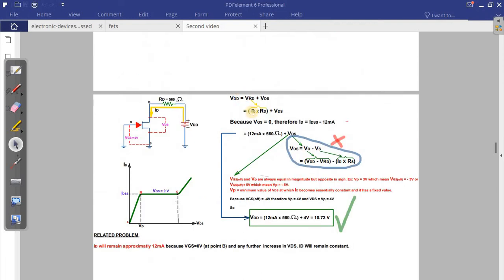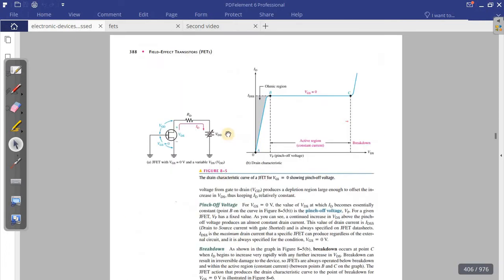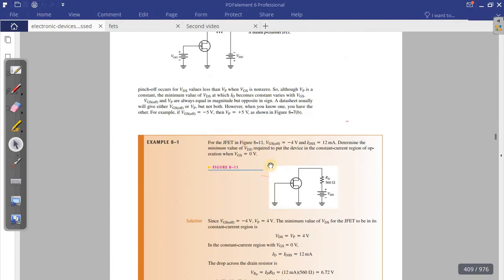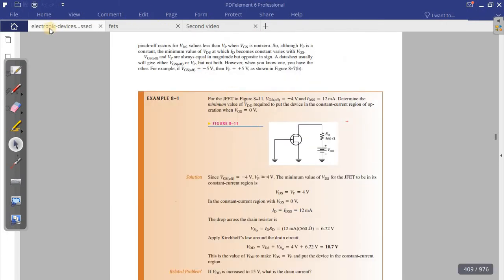Now this example, check this voltage. This question 8.1 from your textbook says: calculate VDD, determine the minimum value of VDD required to put the device in the constant current region of operation when VDS is equal to 0. And then they say VP off is equal to -4 volt, IDSS is equal to 12 mA. So what happened here, they already tell us VDS is equal to 0, which means ID is already equal to IDSS, because we're at the maximum regarding the curve that they give.